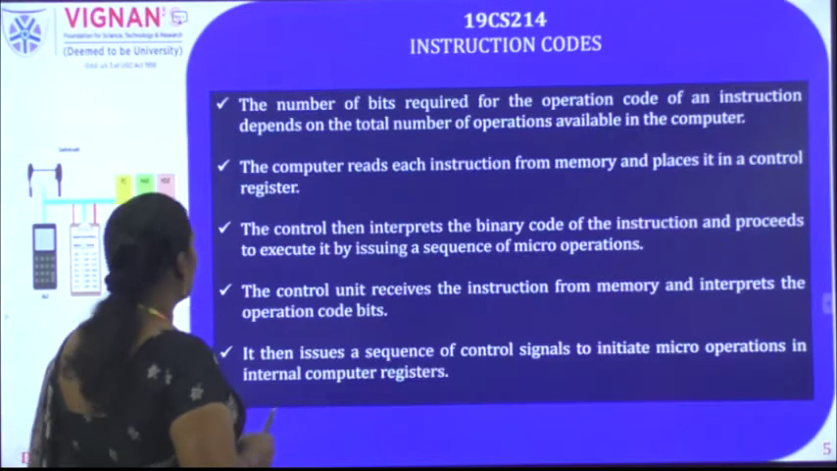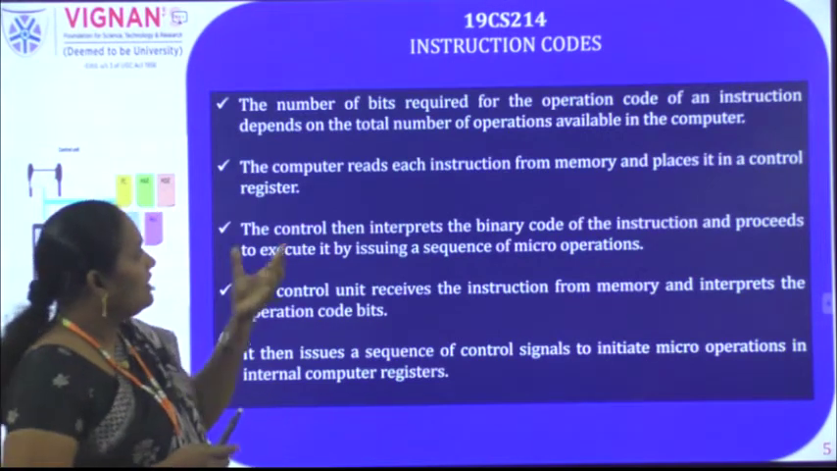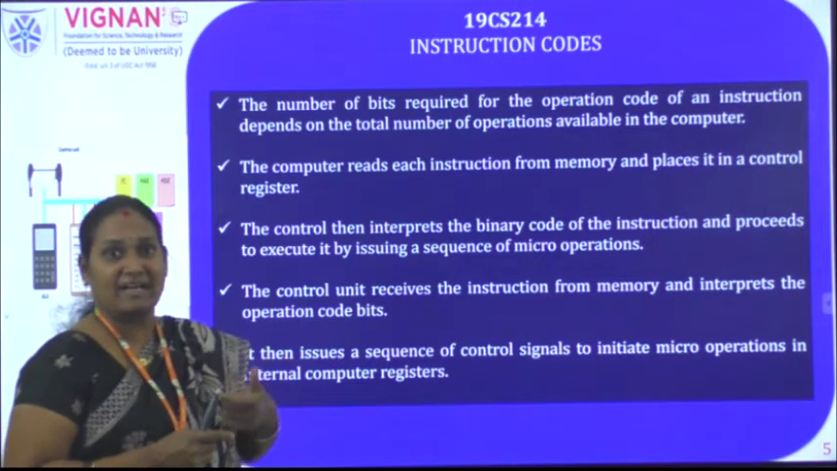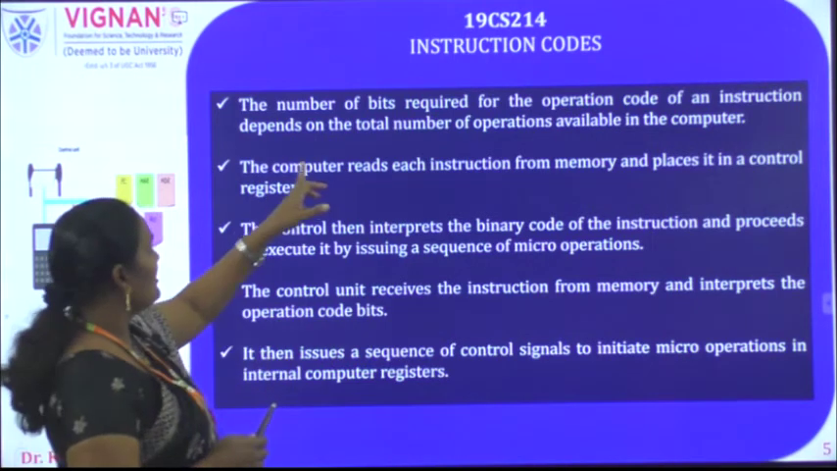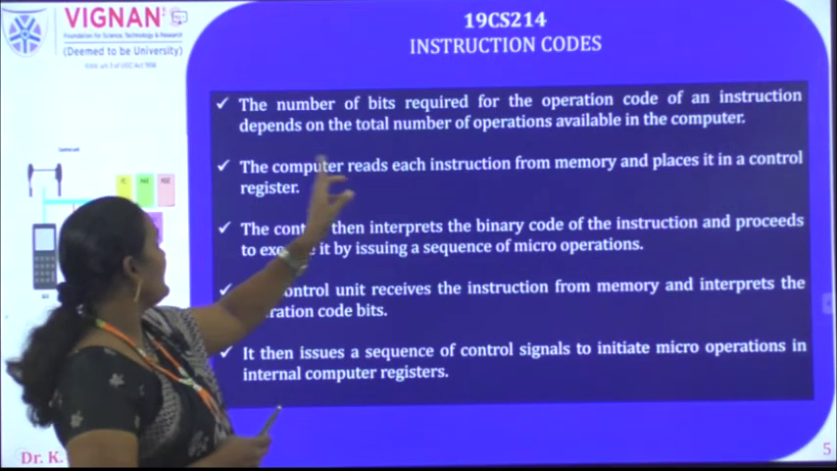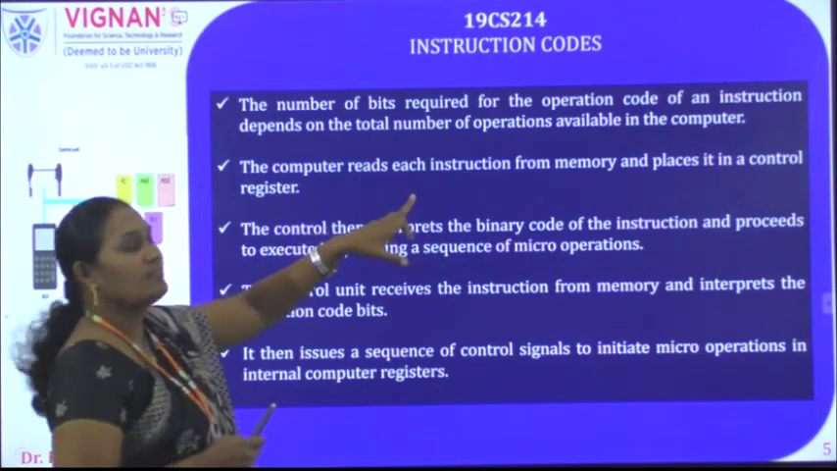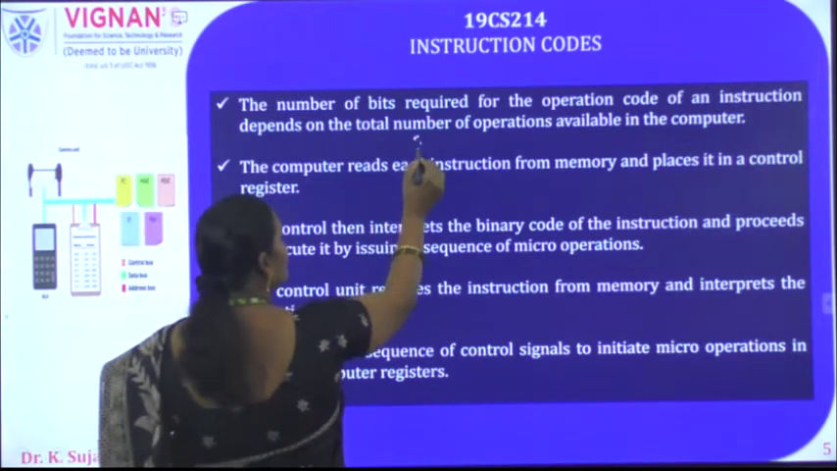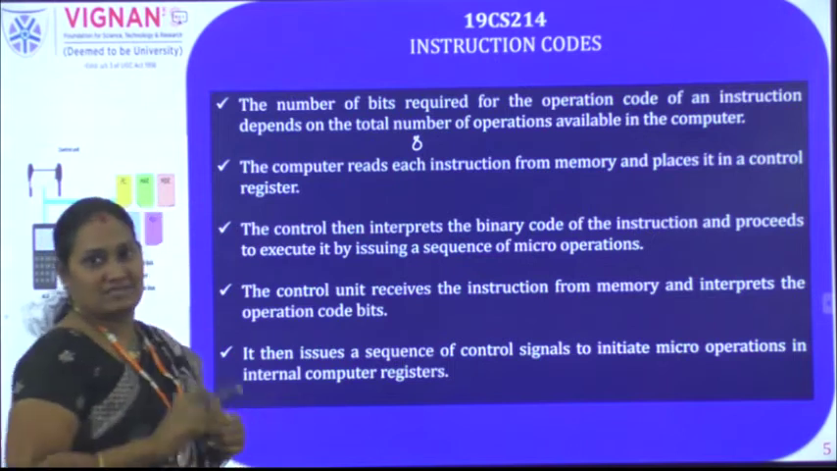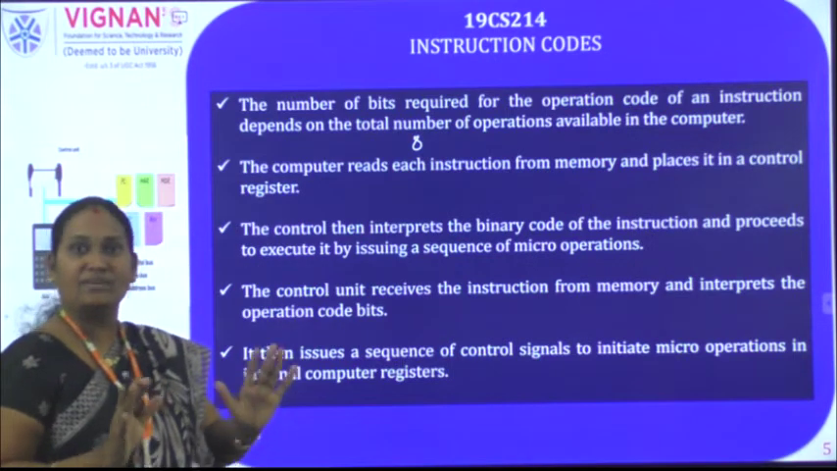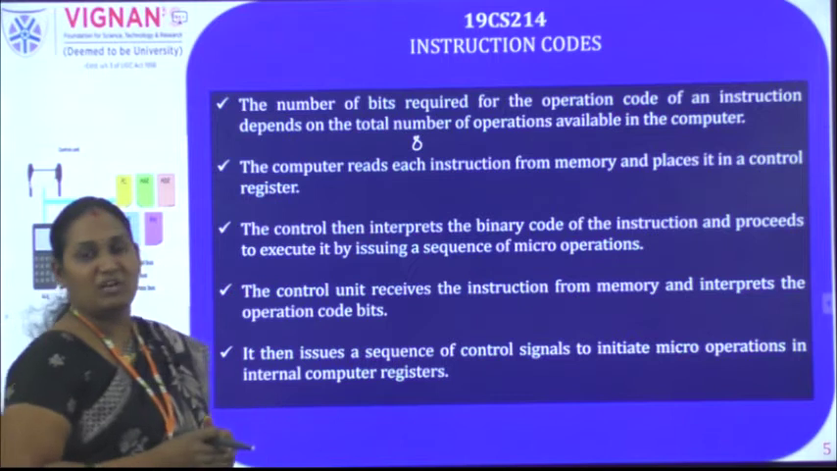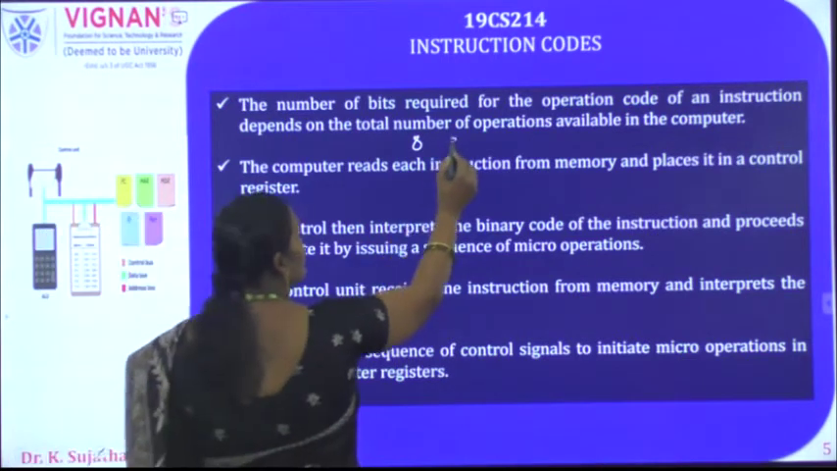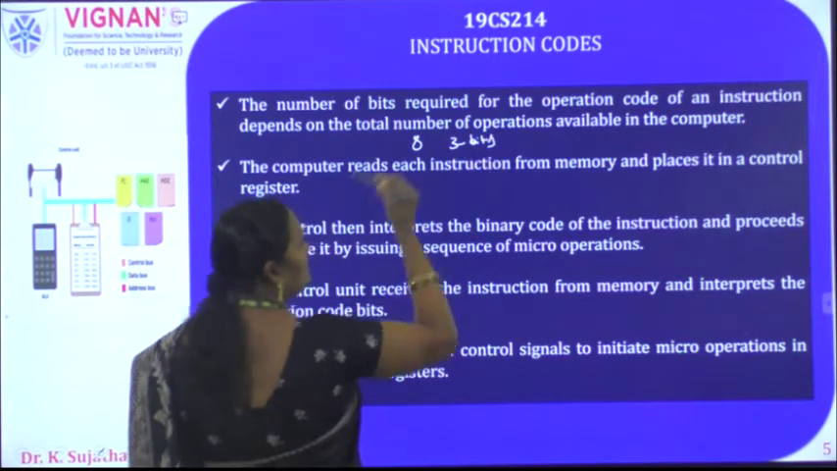Next, we are going to see how many bits are needed. I already said that based on the configuration, the number of bits required may change. The number of bits required for the operation code of an instruction depends on the total number of operations available in the computer. Suppose, for example, your computer consists of 8 operations in total. Then how many bits are used for the representation of those operations? I need 3 bits for the representation of those operations.